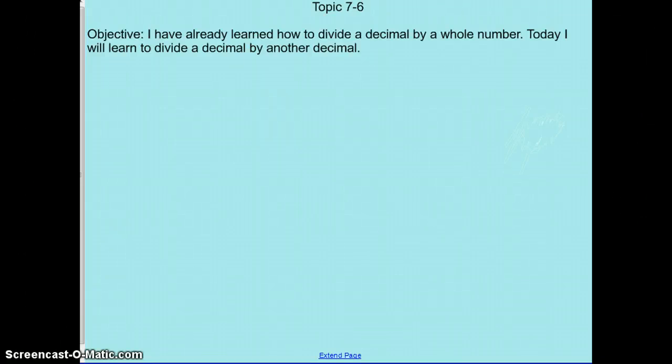Fifth graders, today we are studying topic 7-6. The objective that you need to write in your spiral is, I have already learned how to divide a decimal by a whole number. Today I will learn to divide a decimal by another decimal. Please pause and write this in your spiral.